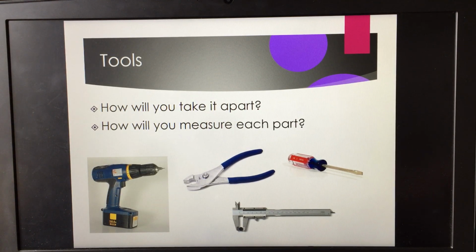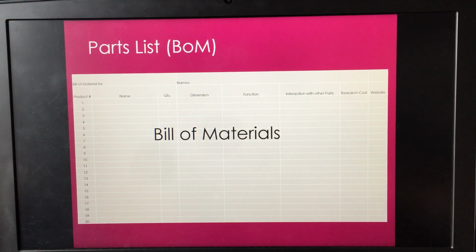What tools are you going to need to take it apart? Is it going to require some special tool? Are you going to need a drill, hammer, screwdriver, whatever? How are you going to measure the parts? Because you're going to have to draw a sketch of the item with dimensions. You're going to have to create a bill of materials, also known as a BOM. Your bill of materials, you will label by product number, 1 through so on, name it, how many of them exist, what's the function, how does it interact, doing some Google searches, get an idea of what it would cost.